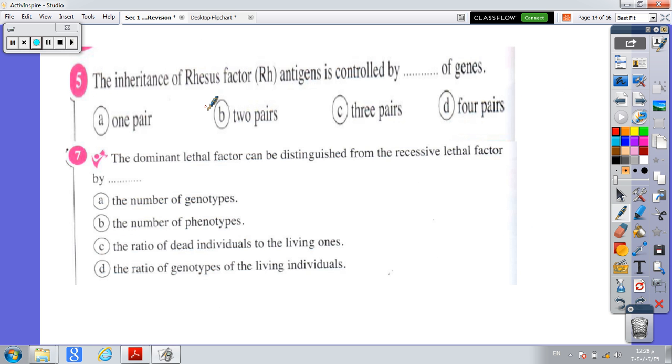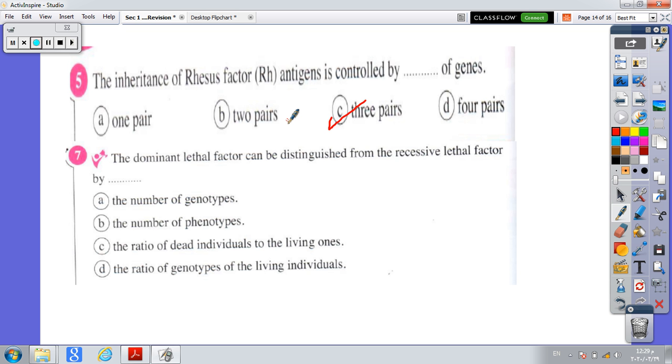The inheritance of rhesus factor antigen is controlled by how many genes? We all know the rhesus factor is an antigen present only on red blood cells and it is controlled by 3 pairs of genes which are carried on only 1 pair of chromosomes. So it is controlled by 3 pairs of genes.